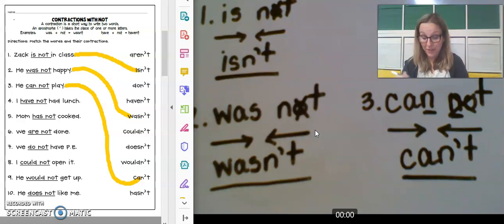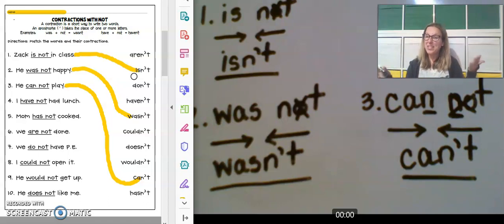So when you are finished connecting all of your sentences to your contractions, I want you to take a picture of this page and upload it to me on Class Dojo. Now don't forget, up here where it says name, you need to put your name on the line so that I can see whose paper it is when I look at your upload. Make sure your name begins with an uppercase letter and the rest of your letters should be lowercase.